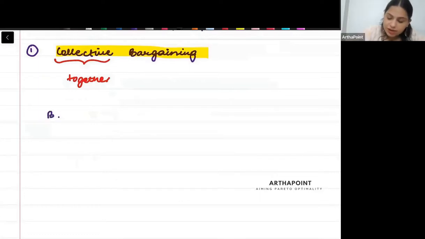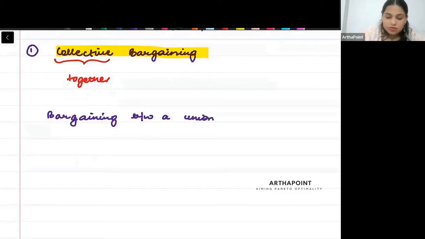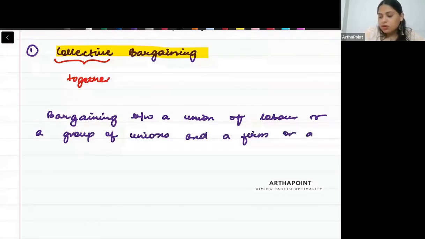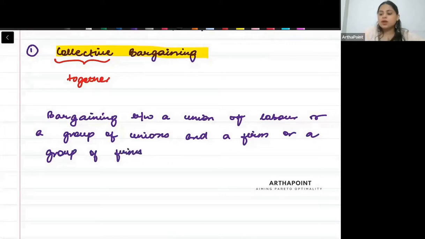So please write down: bargaining between a union of labor or a group of unions and a firm or a group of firms is called collective bargaining.